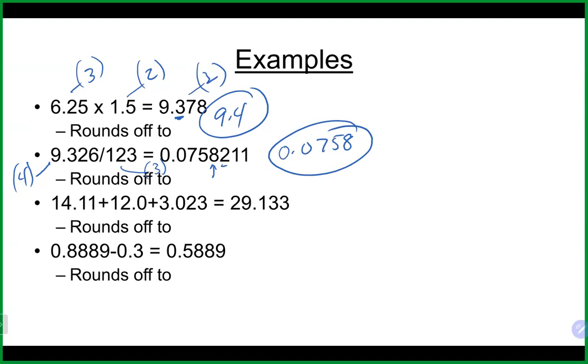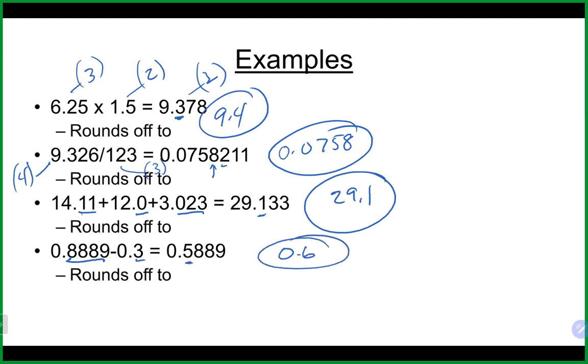Here we are adding, which means we want to look at the number of decimal places. That's a couple decimal places. That's 1 decimal place. That is 3 decimal places. So the smallest number of decimal places is 1. Once again, we just drop those last numbers, and that's going to be 29.1. And lastly, here we're subtracting. So 4 decimal places and 1 means we should end up at 1 decimal place, and a 0.6 happening here. Any questions on significant figures and calculations?